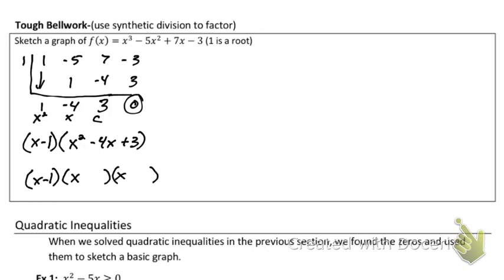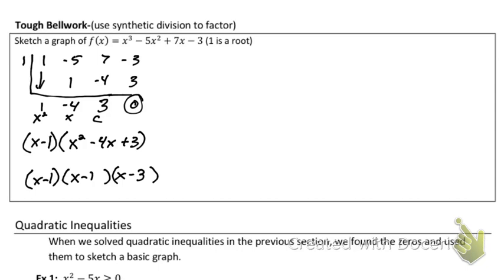We have to have two numbers that multiply together to give you 3. That's -1 and -3. Note we have -1 and -1. So we have two zeros. We have a 0 at x equals 1, and we have a 0 at x equals 3.